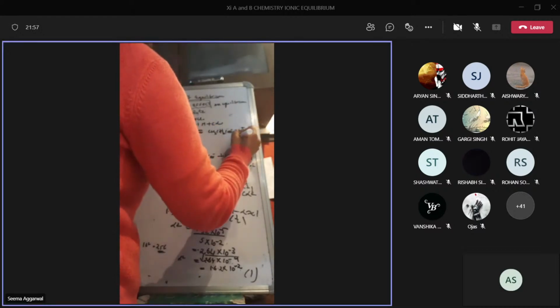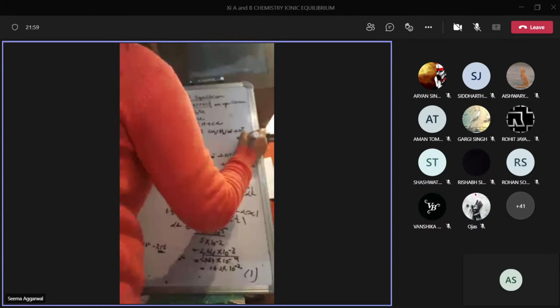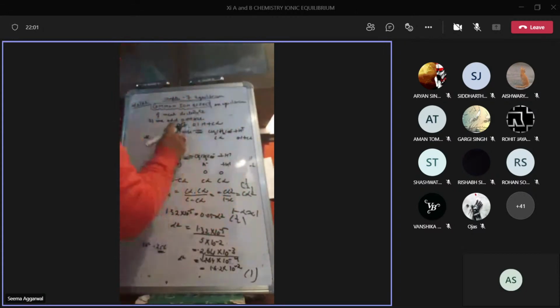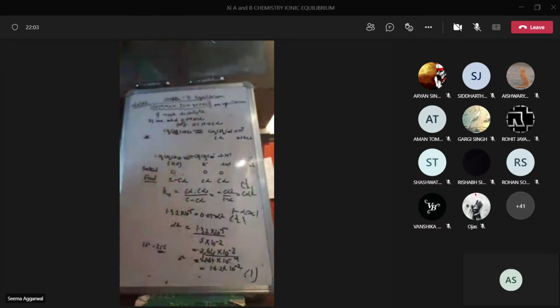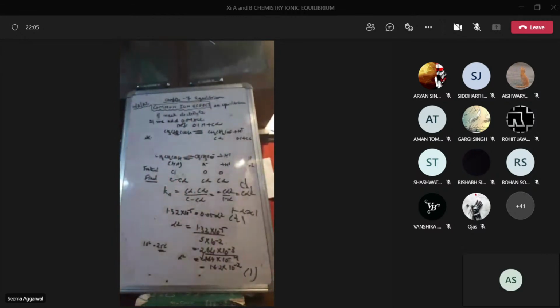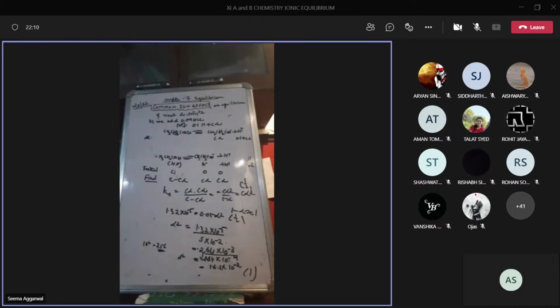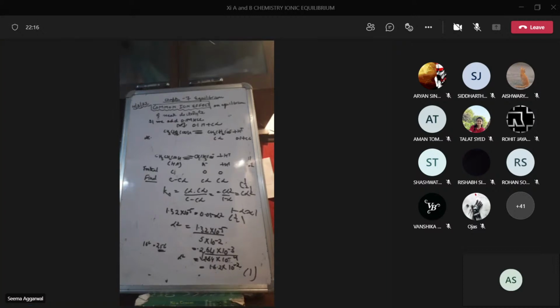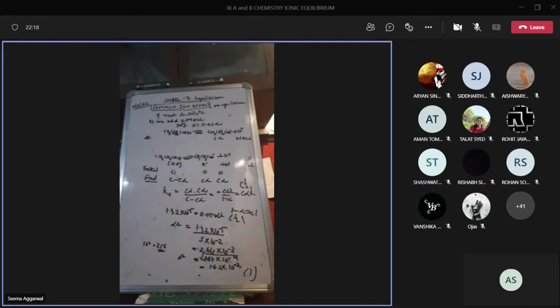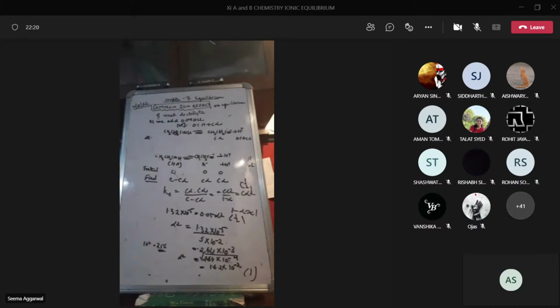Now at equilibrium, the amount of H plus ions will be this plus C alpha. What about this? Since we know that the reaction is going in the backward direction, what should I take in this place? C. Only C.